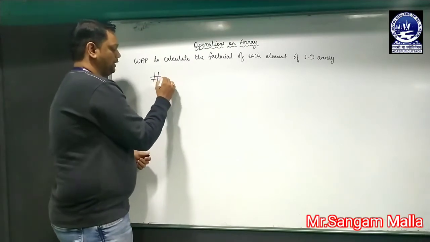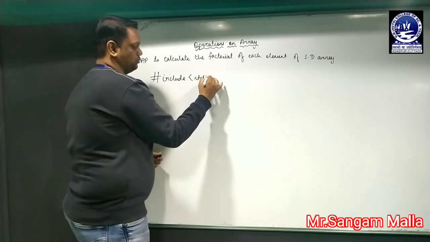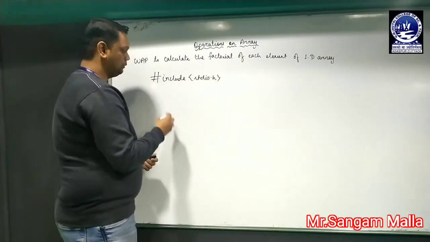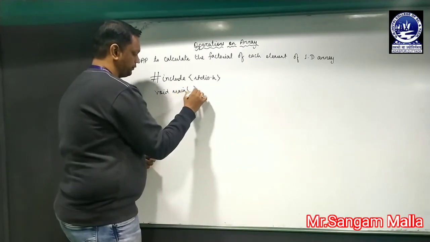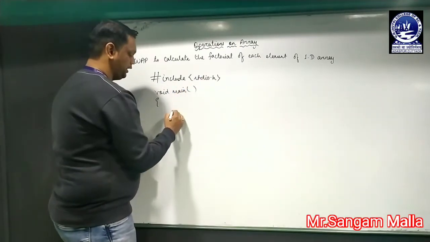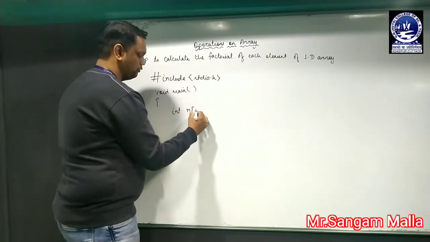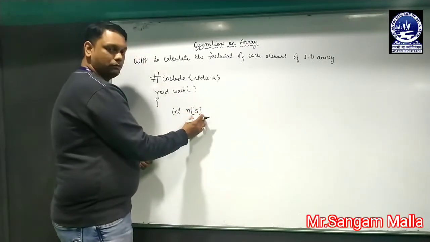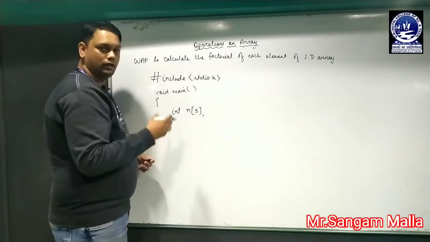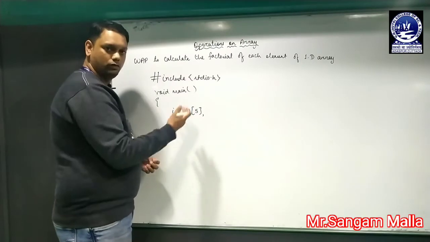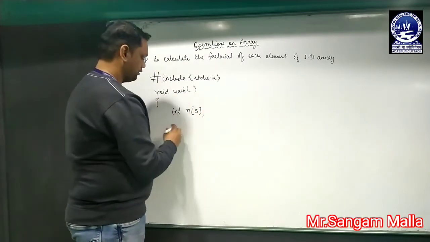So our program starts with #include <stdio.h>, which is the general syntax of writing a program. Then comes our void main. Then we have to take an array. Let's say I have taken int n[5], that means 5 elements in an array. And let's see how many other variables are required during the processing of the program. So we will write it down afterwards.